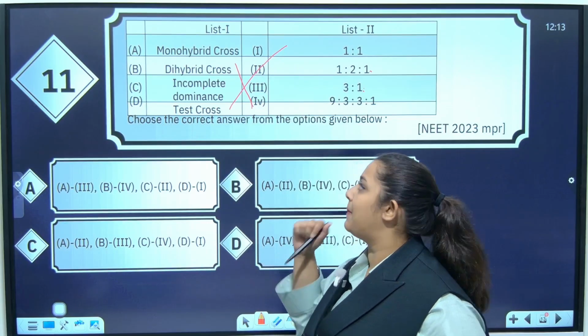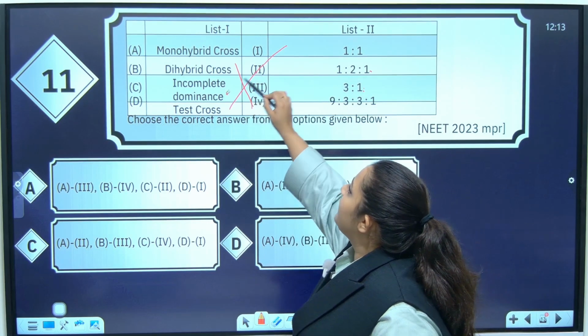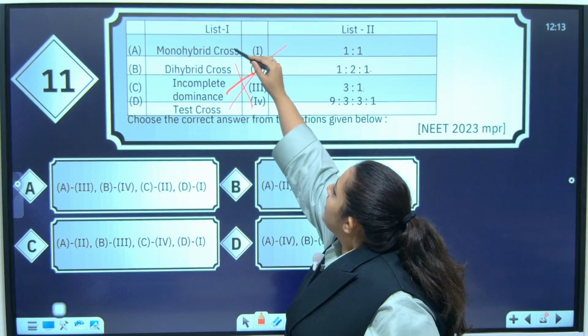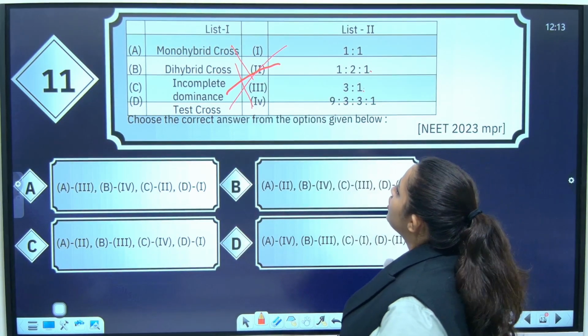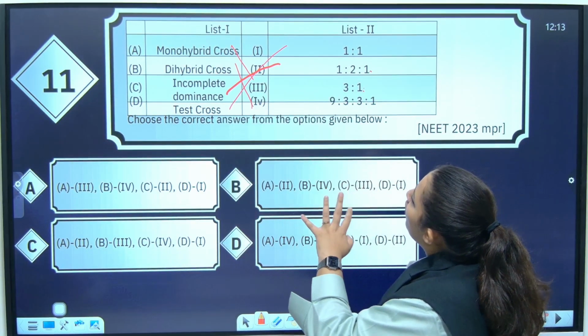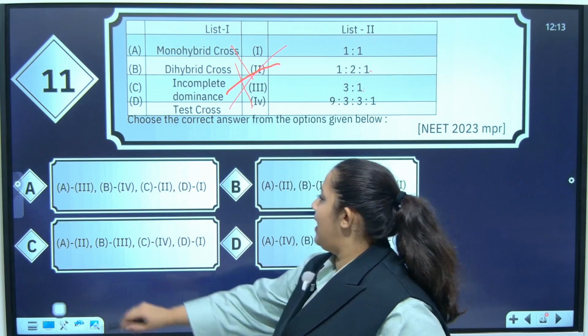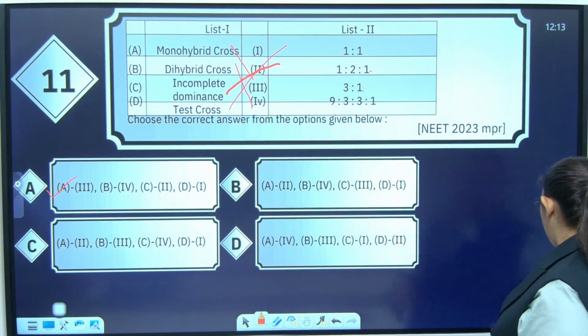I showed you some time back. Yes or no? And in incomplete dominance, you always get 1:2:1. So in monohybrid, we will have to go for 3:1. Yes or no? So let's see. 3, 4, 2, 1. Our answer is 3, 4, 2, and 1. That is option A.